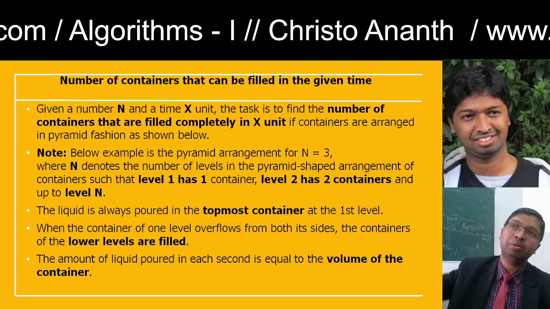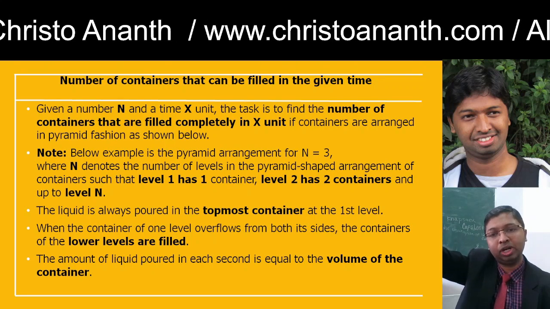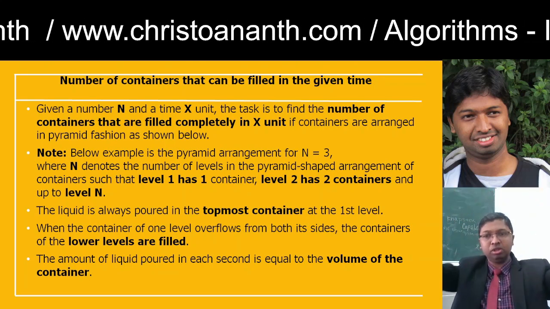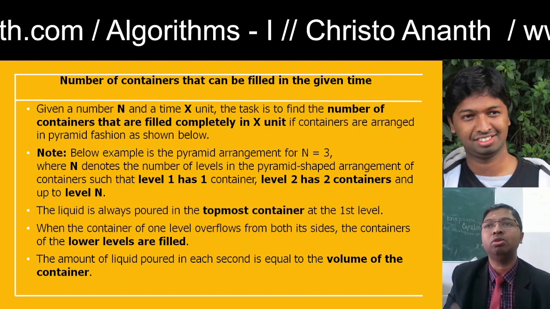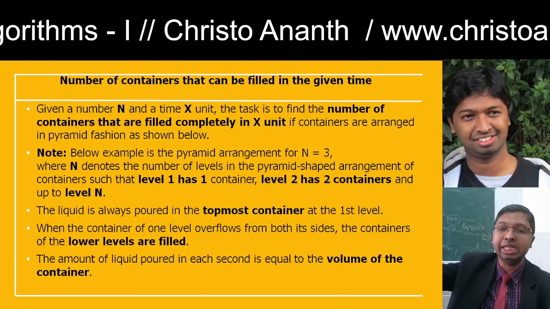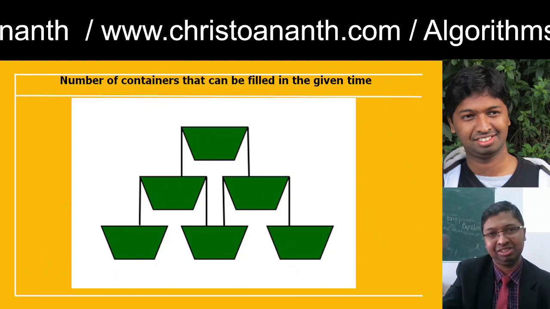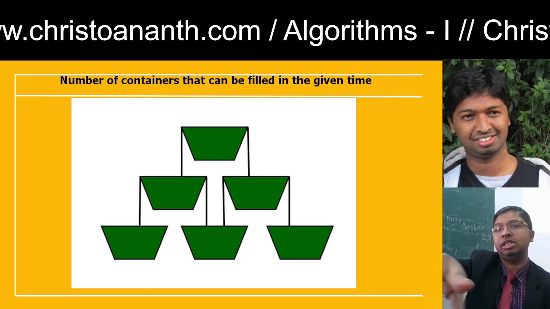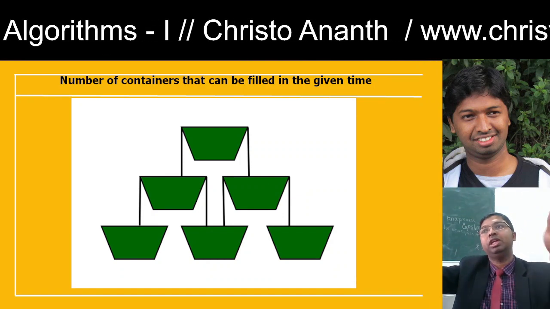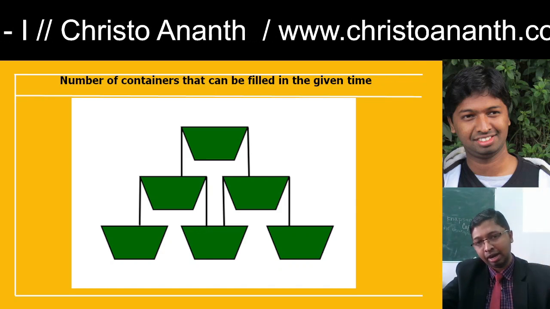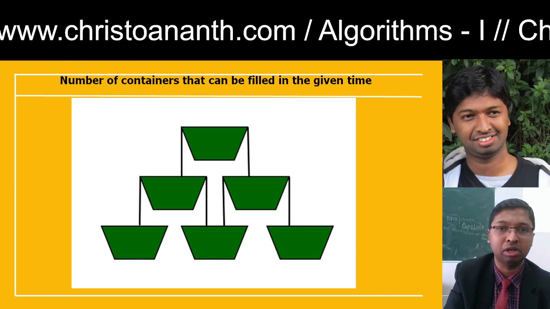So the liquid is poured on the topmost container at the first level. When the container of one level overflows from both sides, the containers of the lower levels will be filled. The amount of liquid poured in each second is equal to the volume of the container. So this is the number of containers that can be filled at any time. If the first level is filled, it will immediately overflow equally into the second level, and after filling, equally into the third level.